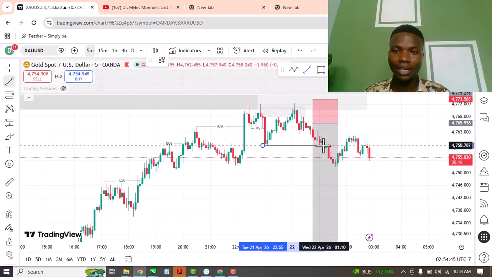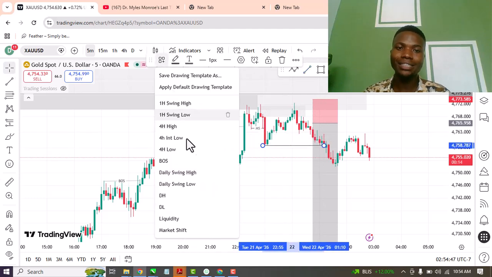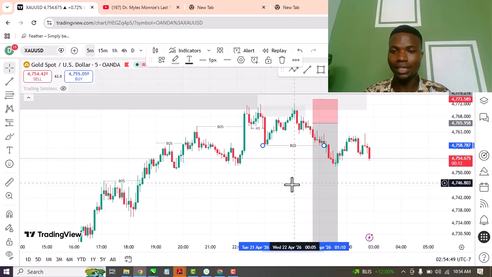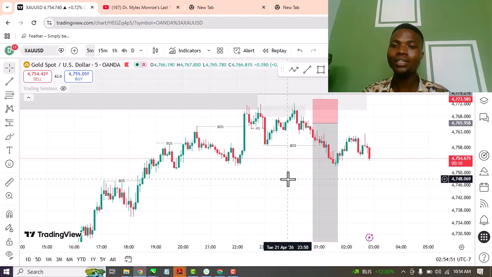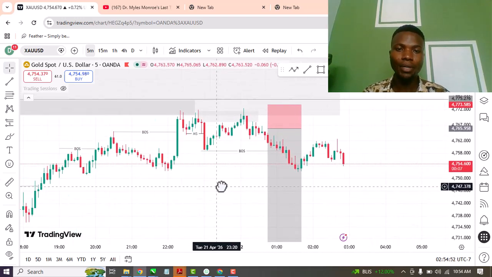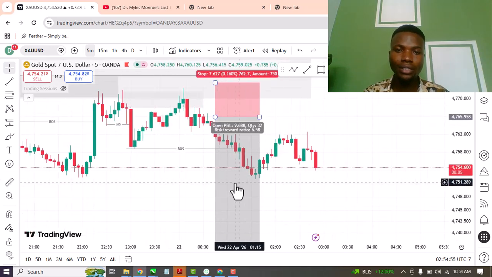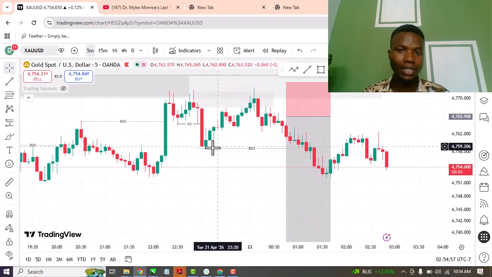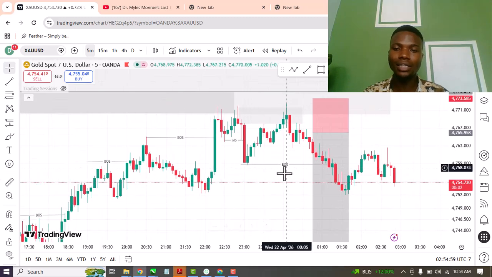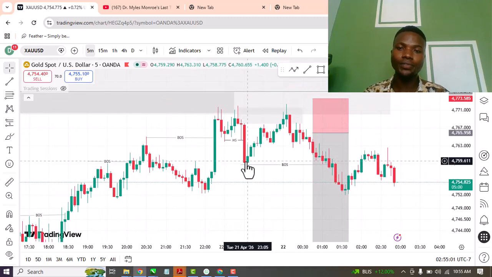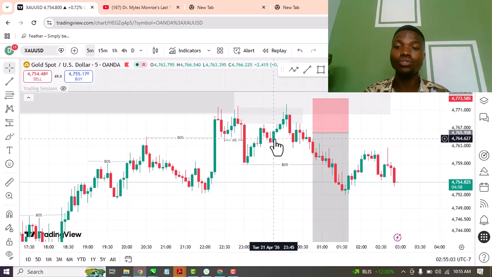Okay, price made a break of structure here, and that is the confirmation that I needed. Because if price doesn't break this low, then the tendency is that price will just move to the upside aggressively, and I'm going to run at a loss.